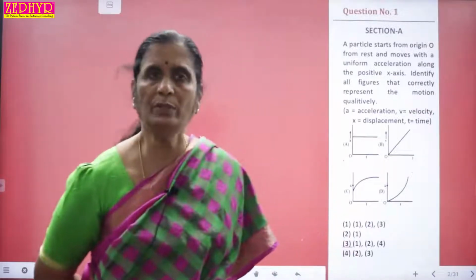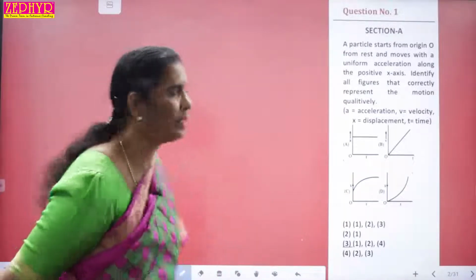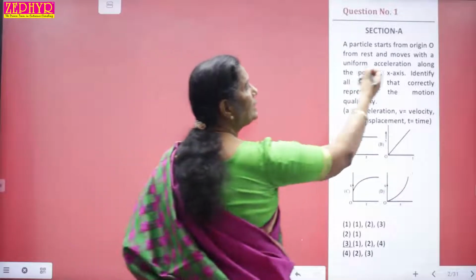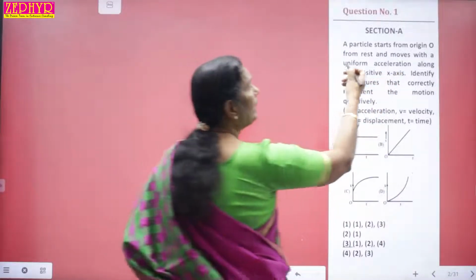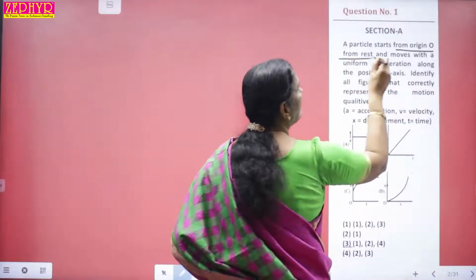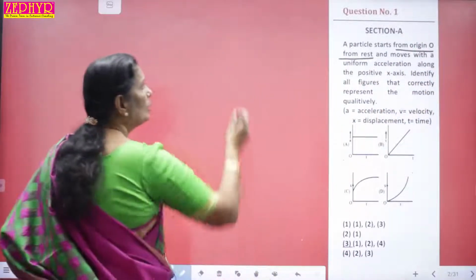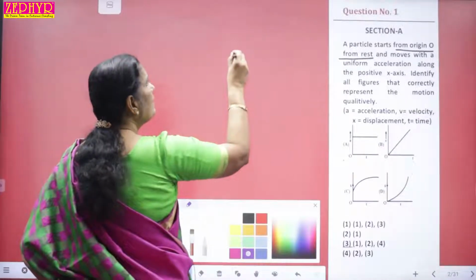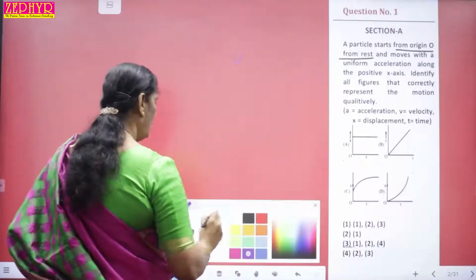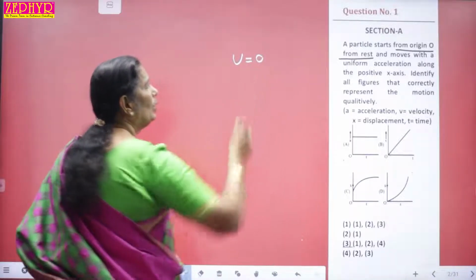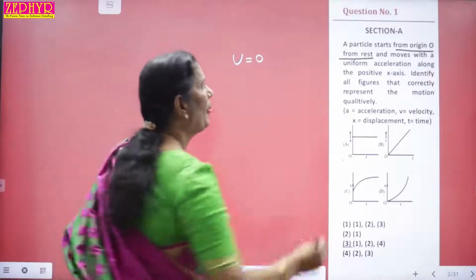You go through the questions one by one, you do it. Okay, start. So the first question is: a particle, read the question. A particle starts from the origin and rest. So that is very important. So the particle starts from rest, so we'll take the initial velocity of the particle as 0.